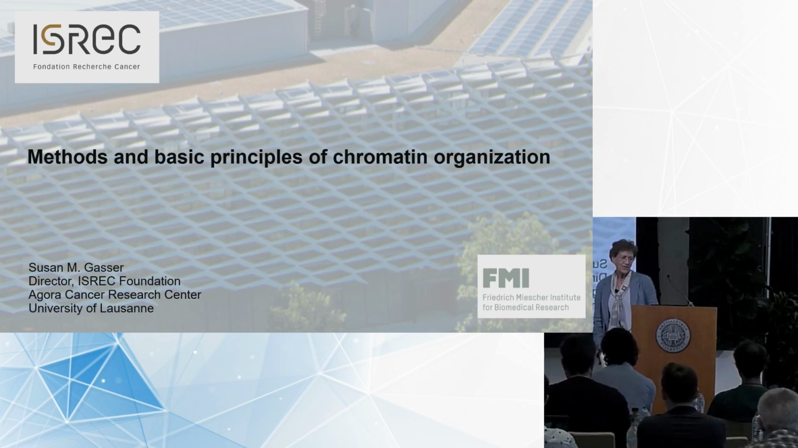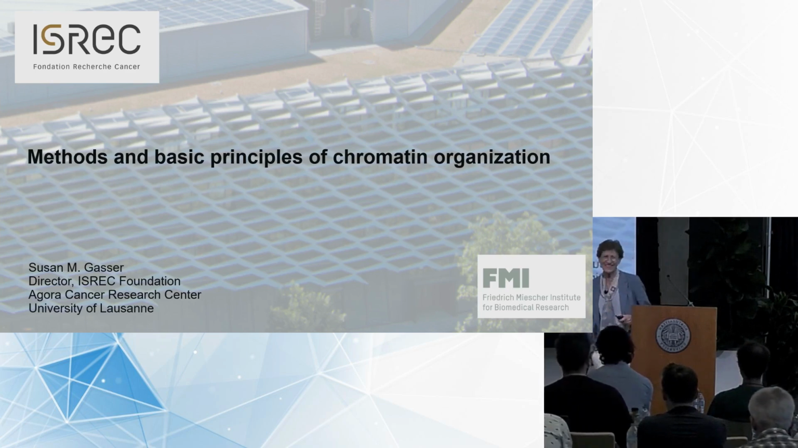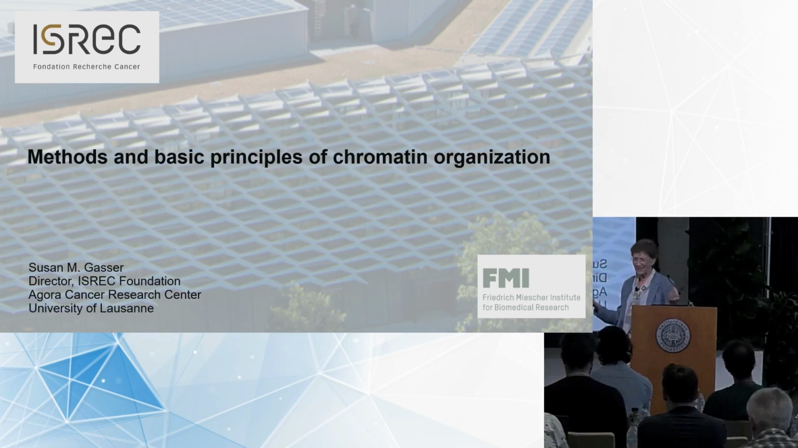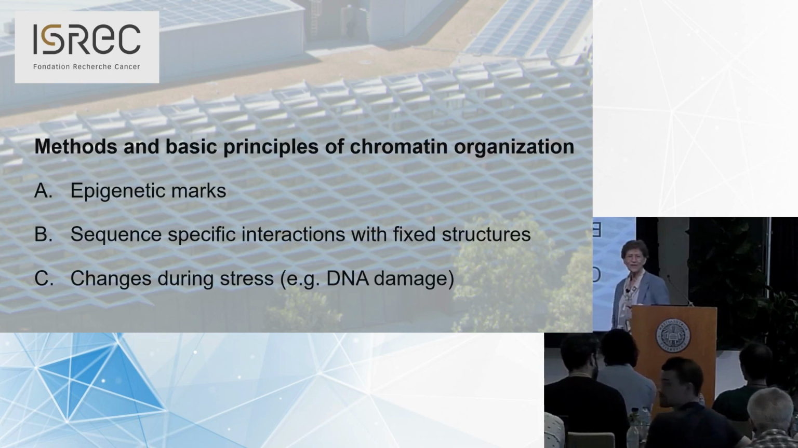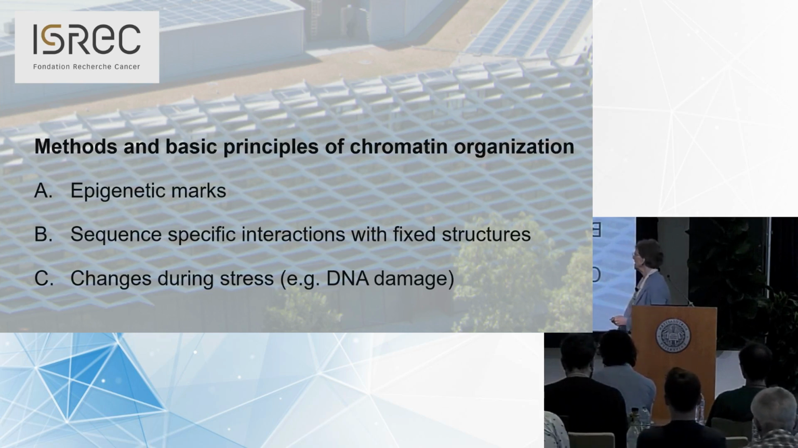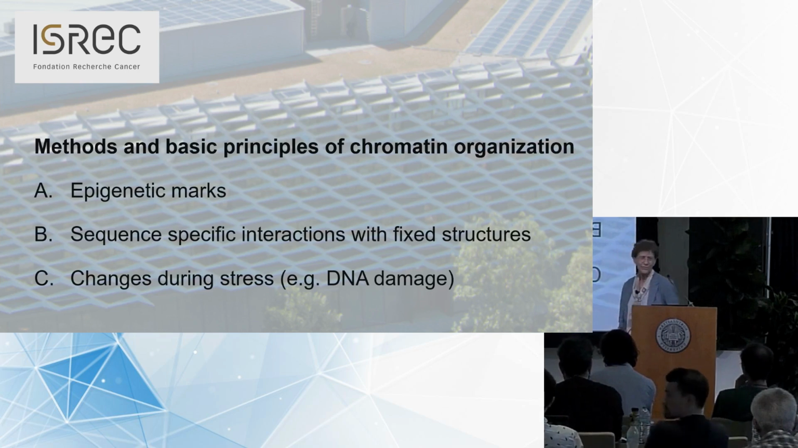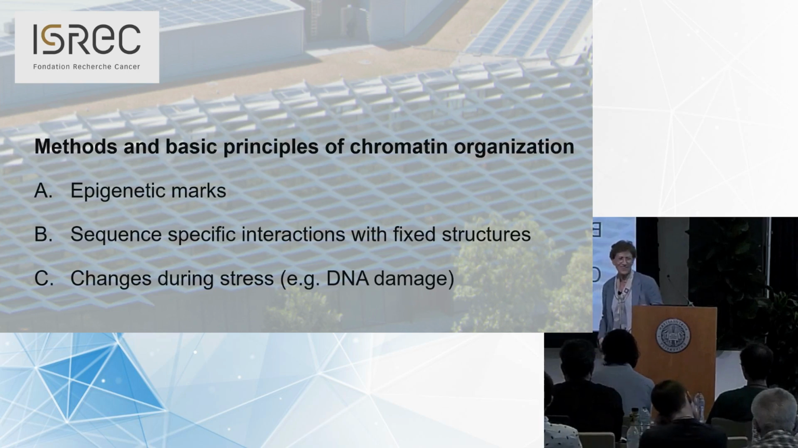So I'm going to address the methods and basic principles of chromatin organization, and you're not going to see one Hi-C map. Okay, so this is for comic diversion here. There are three parts. One is on epigenetic marks, the importance of epigenetics, histone marks in nuclear organization or chromatin organization. The second is about sequence-specific interactions with fixed structures that lead to nuclear organization. And the last is changes during stress DNA repair, which fits the session.